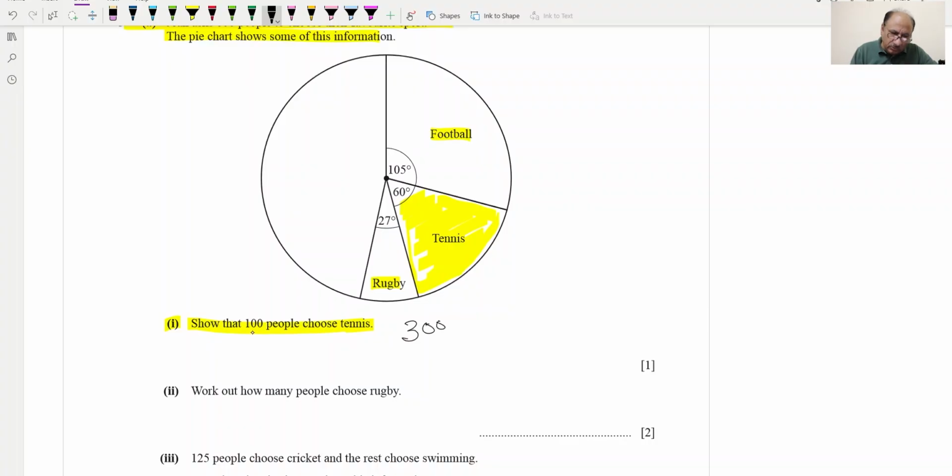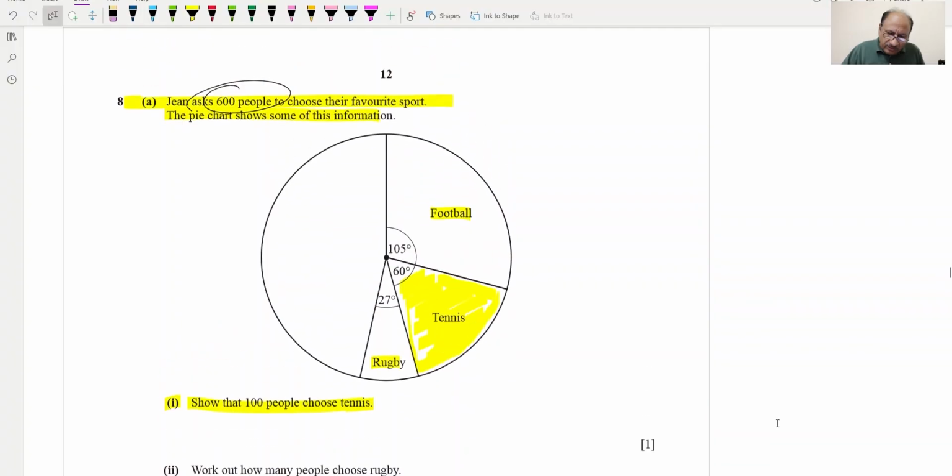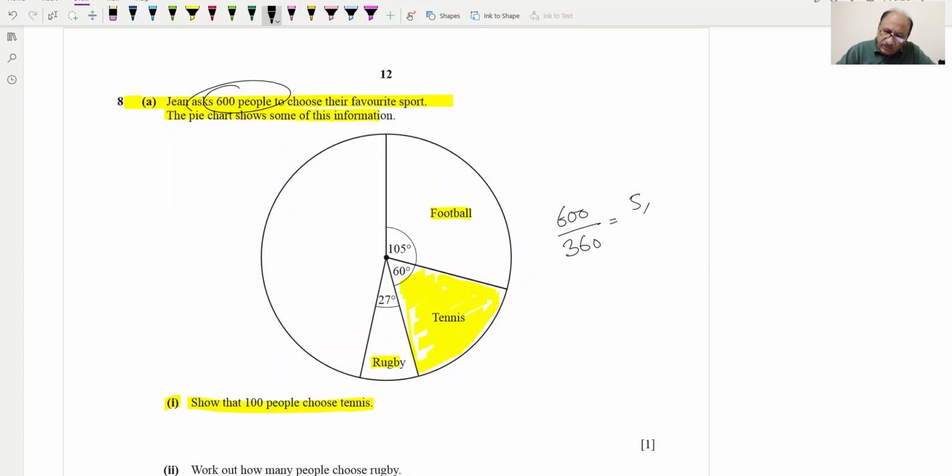600 people are covering this whole 360 angle. This is the 360 angle of the circle. So 600 divided by 360, for each degree we will calculate how many people there will be for each degree. So 600 divided by 360 will give us 5 by 3. So 5 by 3 will be for each degree.